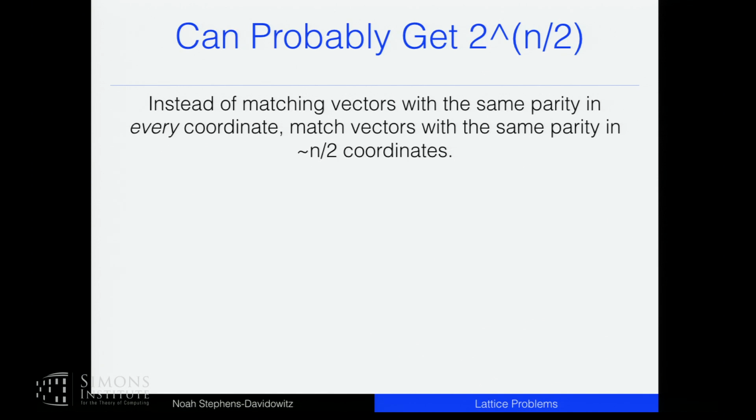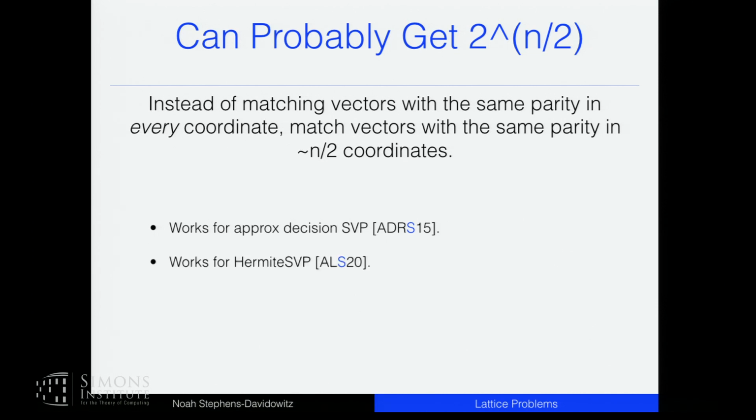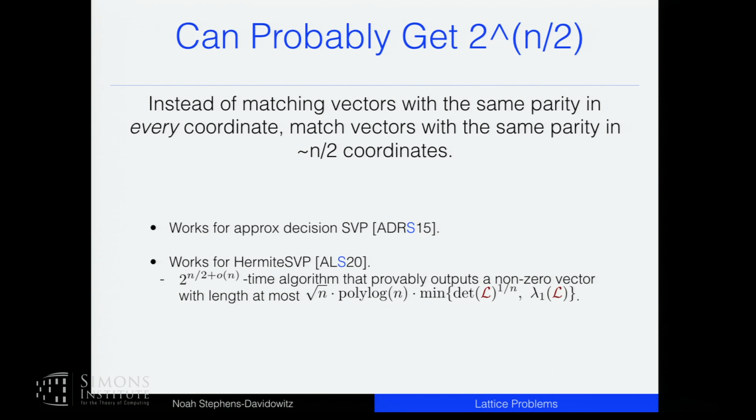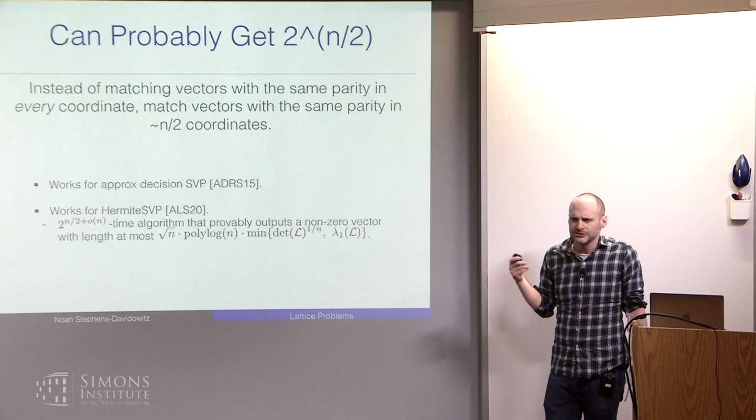But the idea is that I work with 2 to the n over 2 cosets instead of 2 to the n cosets. And so this simple variant of this algorithm, we already know that it solves decision SVP for a very small constant approximation factor in 2 to the n over 2 time. And I guess I'm announcing this result for the first time because it's not written up, but with Devesh and Zheyong Li, we actually show that this works for Hermite SVP, which Daniele defined. I think he called it Minkowski SVP, but it's finding a lattice vector within Minkowski's bound.